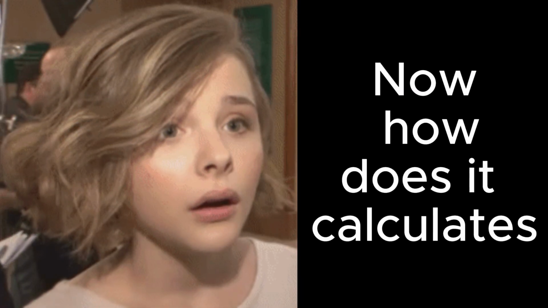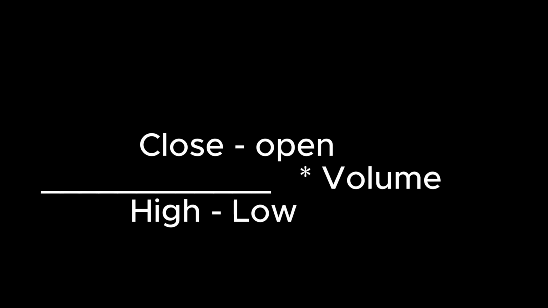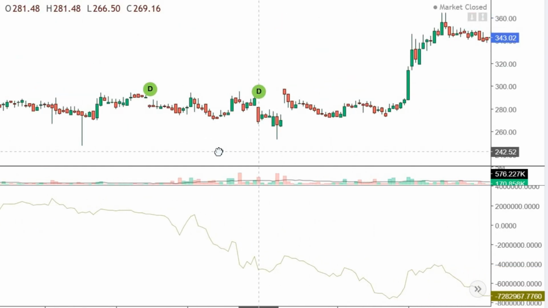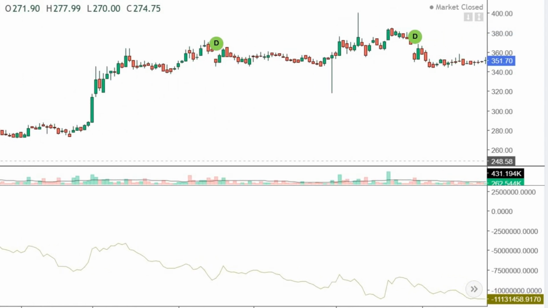Now, how is it calculated? In order to calculate it, subtract the low from the high price, and the open from the close price, then divide the answer of them and multiply it with the volume. The accumulation distribution index is calculated as a cumulative total of each day's reading.